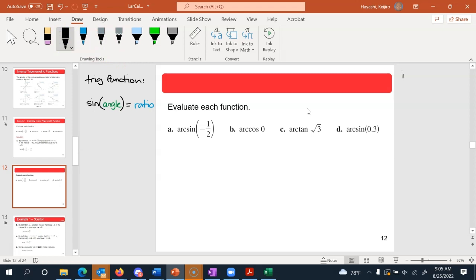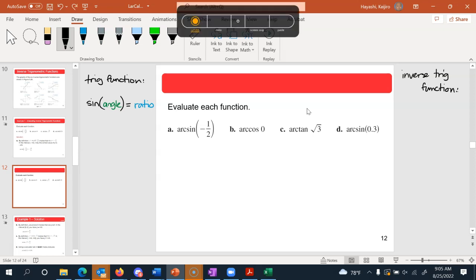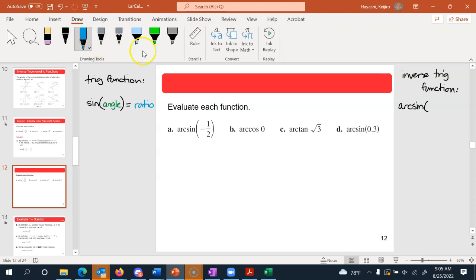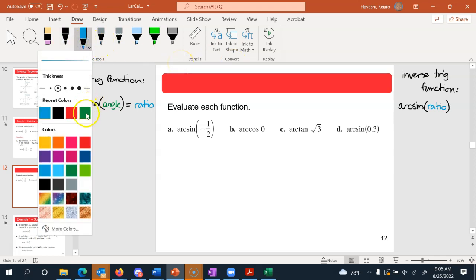Now what that means is that for an inverse trigonometric function, what you're going to put in is a particular ratio. And what's going to come out, what it's going to evaluate to, is some sort of angle.